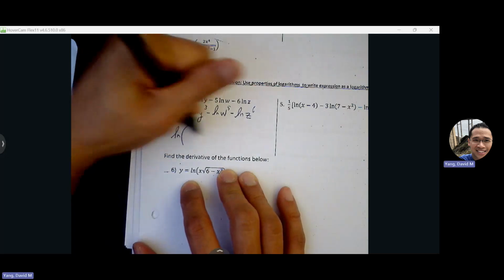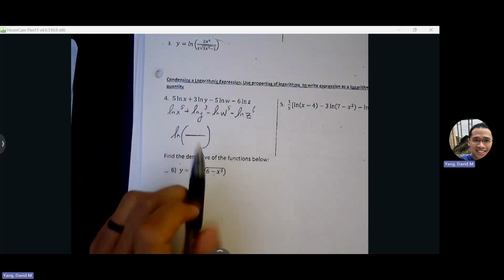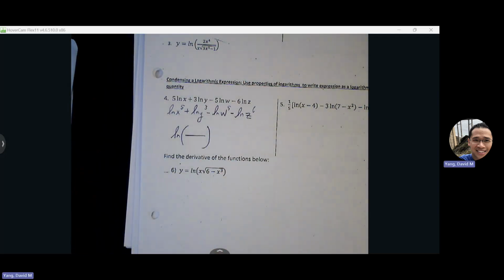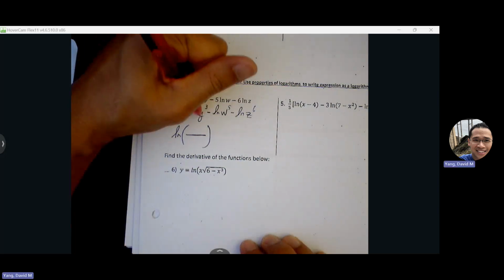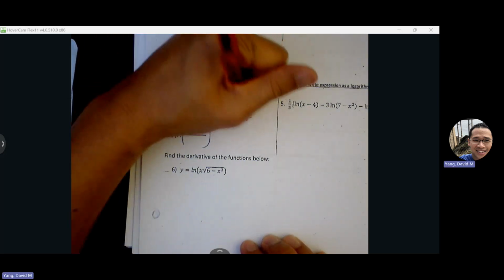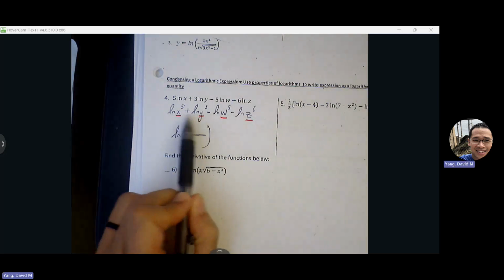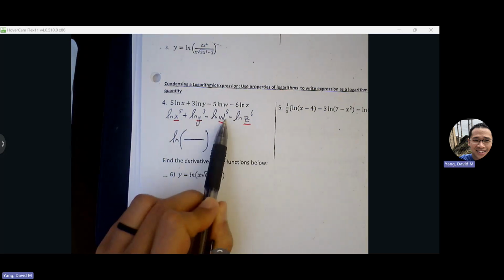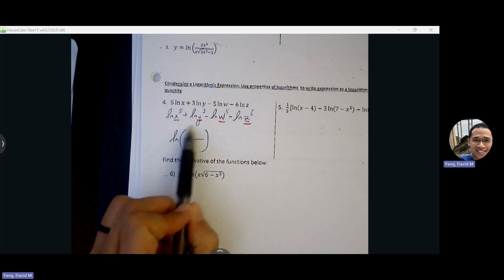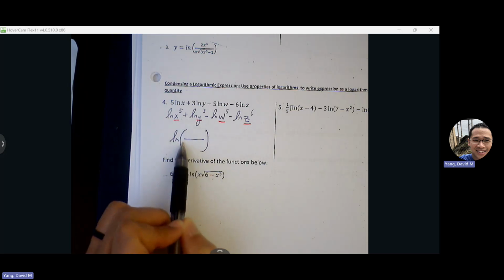So now we're just trying to put everything under one log term. We just have to find a home for the x to the 5th, y cubed, w to the 5th, and z to the 6th. So any positive terms will just go up top. Any of the negative terms will just go below. Everything is either getting multiplied or divided.